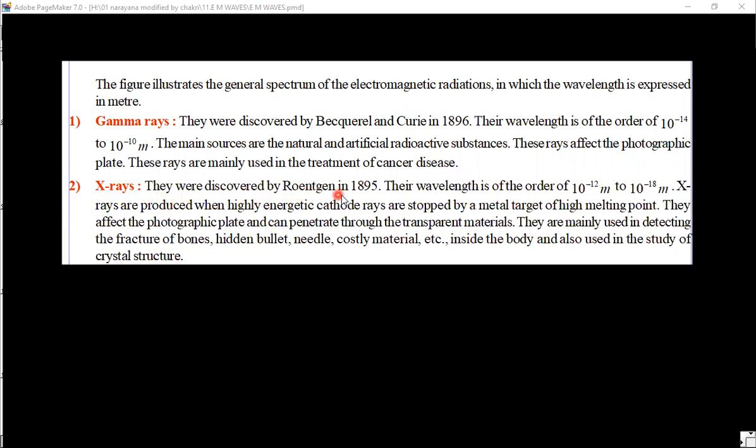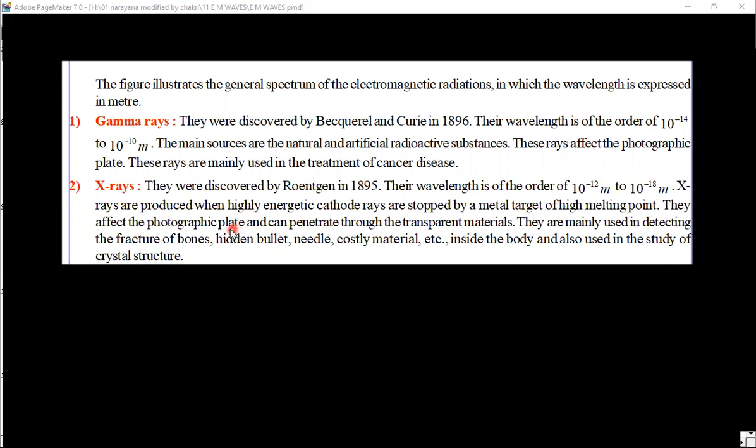X-rays were discovered by Röntgen in 1895. Their wavelength is of the order of 10⁻¹² meter to 10⁻¹⁸ meter. X-rays are produced when highly energetic cathode rays are stopped by a metal target of high melting point. So when fast moving cathode rays are stopped by a metal target, X-rays are produced.